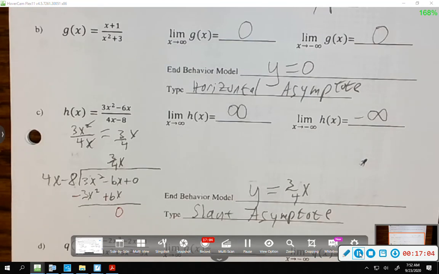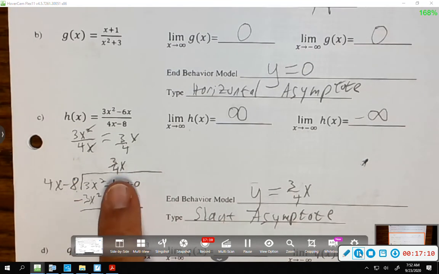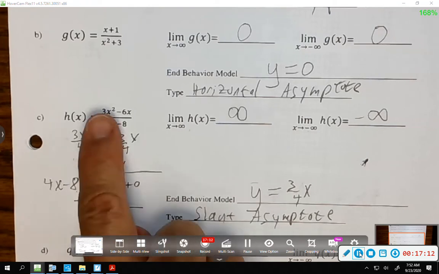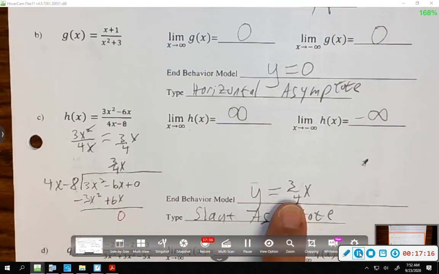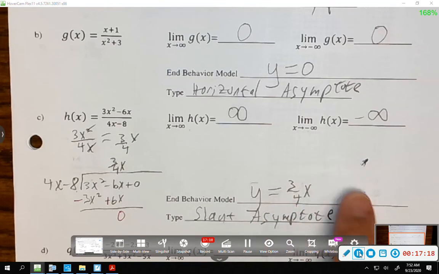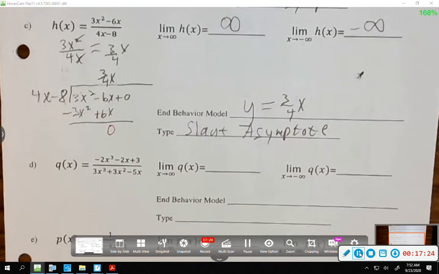That's how that one looks. Let's take a look at D. There aren't too many that you're going to have to do this on. But just remember, if the degree on top is larger than the degree on the bottom, we do have to do long division to determine the end behavior model. The remainder always goes to 0, so you just don't worry about the end behavior. Or you can just get rid of the remainder over the divisor.